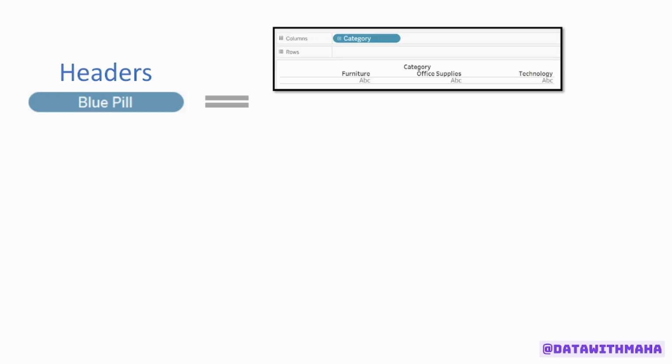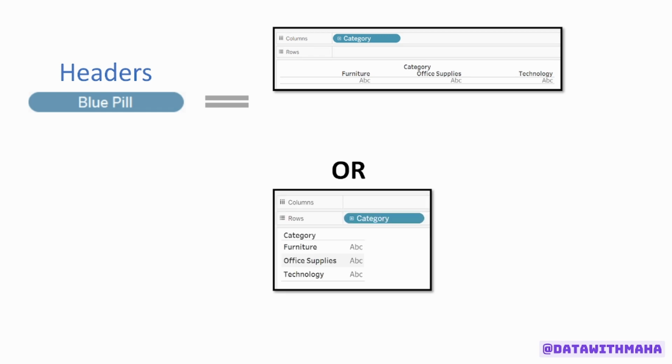So for a header, what I've done is I've dragged categories into the columns, and you can see below that we now have column headers of furniture, office supplies, and technology. Or I could drag categories into rows and I'll get row headers of the same. Something to note is that dimensions affect the level of detail in the view. So as you add more dimensions into the rows or columns, the number of marks in the view increases.